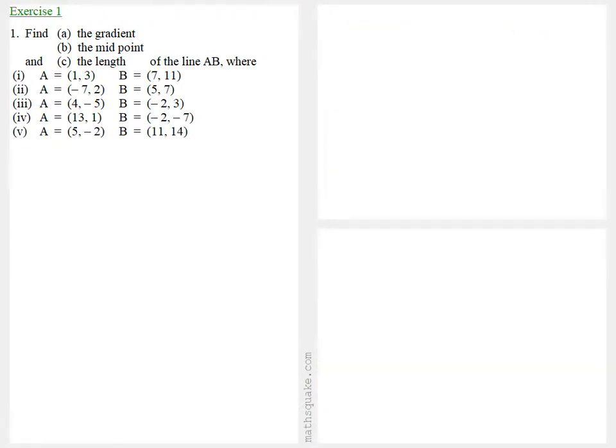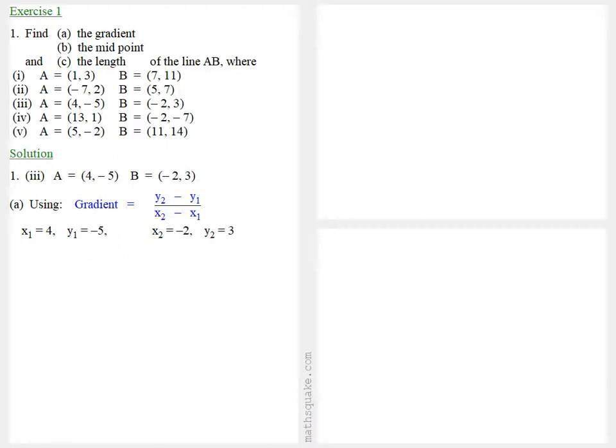In 1 part 3, we have A is equal to 4, minus 5, and B is equal to minus 2, 3. So we have x1 is 4, y1 is minus 5, x2 is minus 2, y2 is equal to 3. So using the gradient formula, we have the gradient of AB is 3 take away minus 5 over minus 2 take away 4, which is 8 over minus 6, or the gradient of AB is minus 4 over 3.